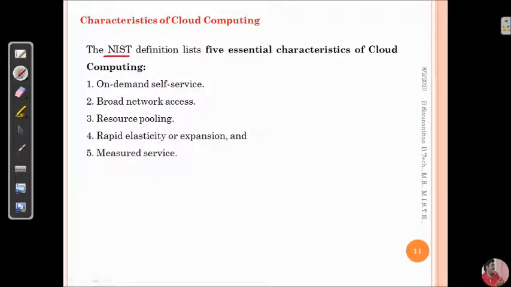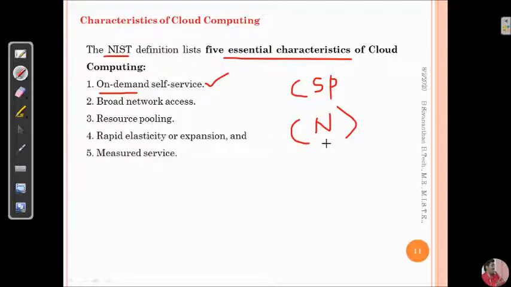NIST defined that cloud computing has 5 essential characteristics. The first one is on-demand self-service. What do you mean by on-demand? Whenever the user is in need of those services, only those services will be provided. Even though the CSP has n number of services, all those services will not be provided to the user unless they are demanded by the respective user.